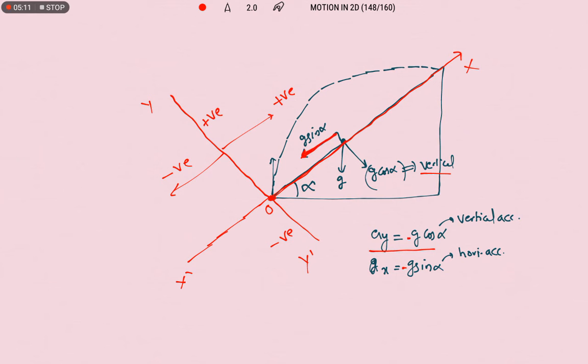Generally, in the case of a projectile projected from a height or from the ground, the horizontal acceleration is considered as 0. But in the case of a projectile projected from the inclined plane, by making some angle theta with respect to the inclined plane, the projectile has some horizontal acceleration, equal to minus g sin alpha.